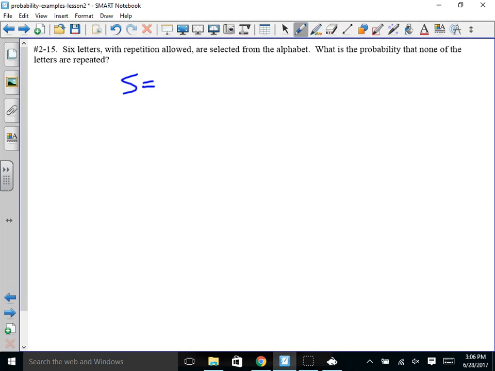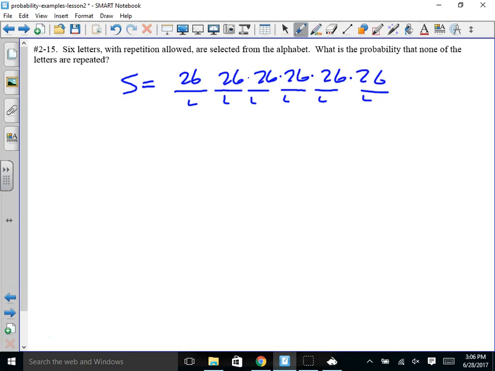So the number of ways to select 6 letters from the alphabet, I think we should use boxes and the multiplication principle here. So we have to select 1, 2, 3, 4, 5, 6 letters. Letter, letter, letter, letter, letter, letter. Let's see, there's 26 letters each time, right? So I'm just looking at all the possible ways to select the 6 letters. There's 26 times 26 times 26 and so on, 6 times, ways to do that, right?